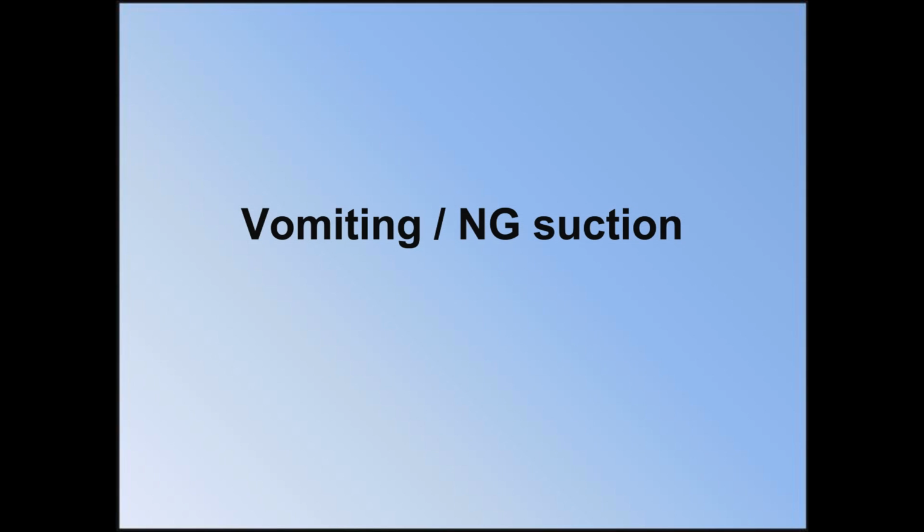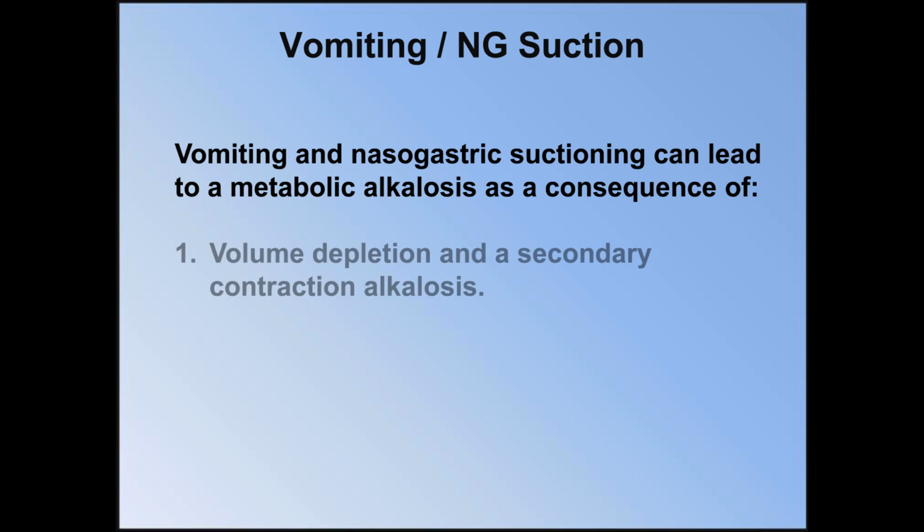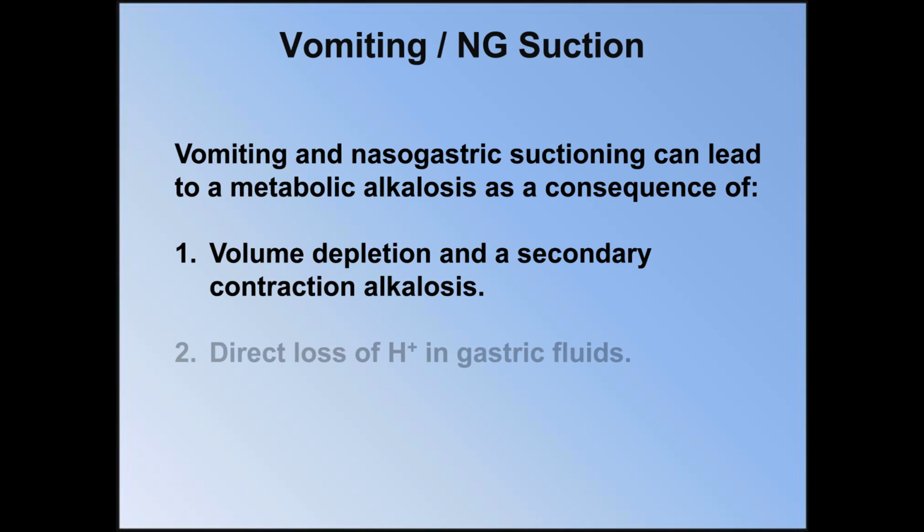Next is vomiting and nasogastric suction. These two have identical effects on a person's physiology and can lead to a metabolic alkalosis as a consequence of volume depletion and a secondary contraction alkalosis, as well as direct loss of hydrogen in gastric fluids rich in hydrochloric acid. The effect of vomiting and NG suction really is that straightforward.